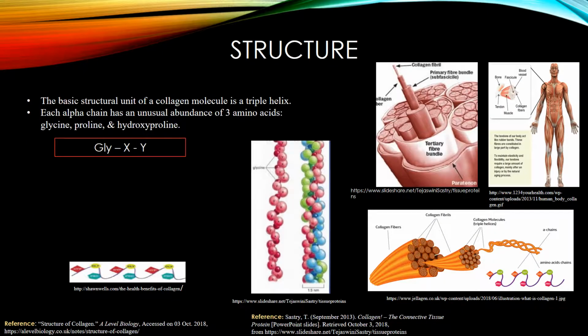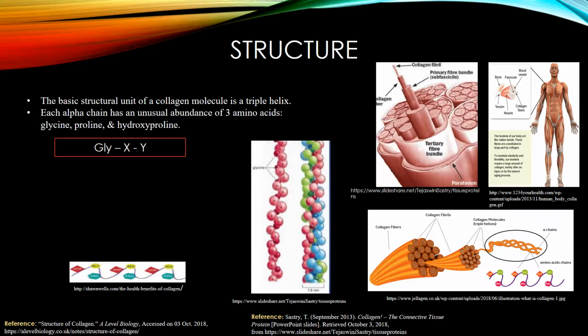Collagen is a trimeric protein. Three different peptides are produced and they wrap around each other to form a helical structure. The produced helix is three chains wrapped around each other, as you see right here, and it produces a helix, but it's not an alpha helix. The basic structural unit of a collagen molecule is a triple helix.